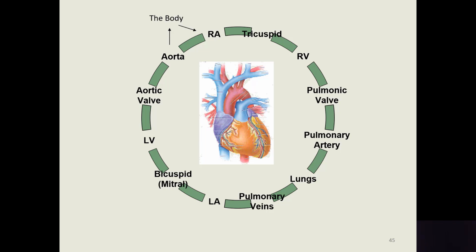So the blood cell enters the body, and then just follow the circle around, right? Here you go. Start at the body, right atrium, tricuspid valve, right ventricle, pulmonic valve, pulmonary artery, lungs, pulmonary veins, left atrium, bicuspid or mitral valve, left ventricle, aortic valve, aorta. Back out to the body, and the circle starts all over again.